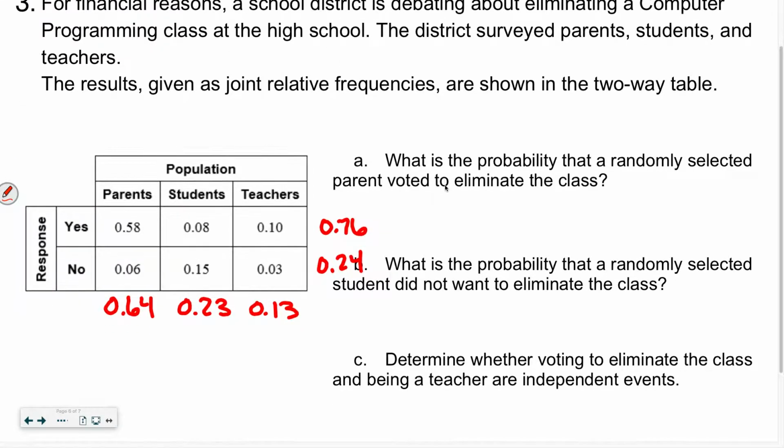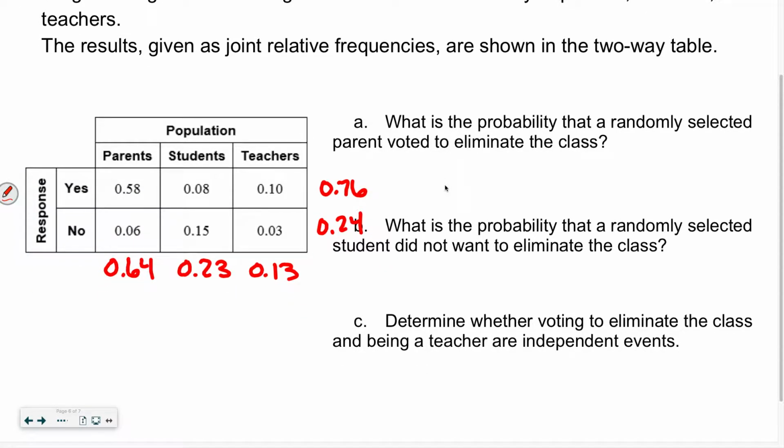What's the probability that a randomly selected parent voted to eliminate the class? You have to look only at the parents because that's your given. So if I'm writing that out in probability notation, it's the probability that they voted yes, given that they were a parent. And that kind of takes us back to that question that we asked on our homework.